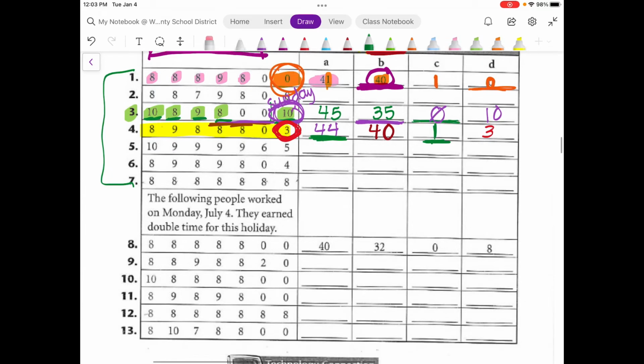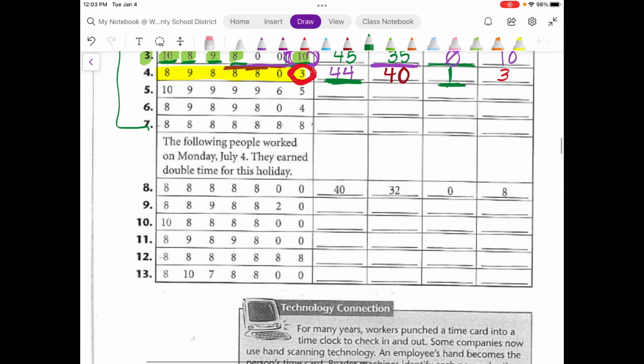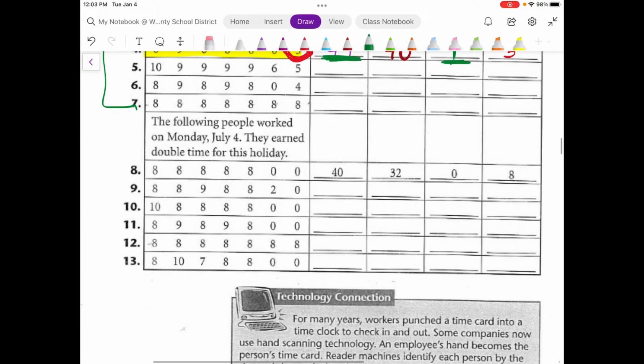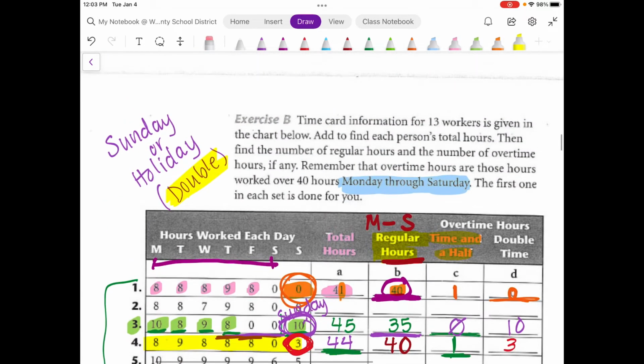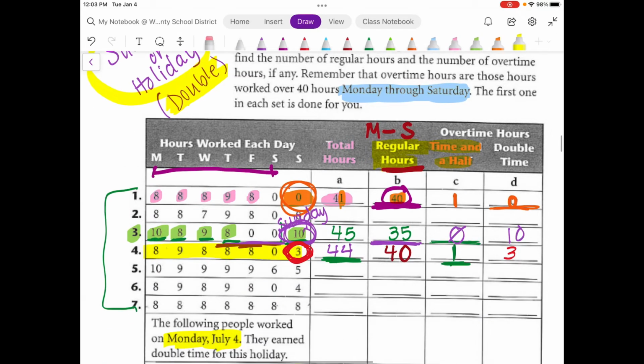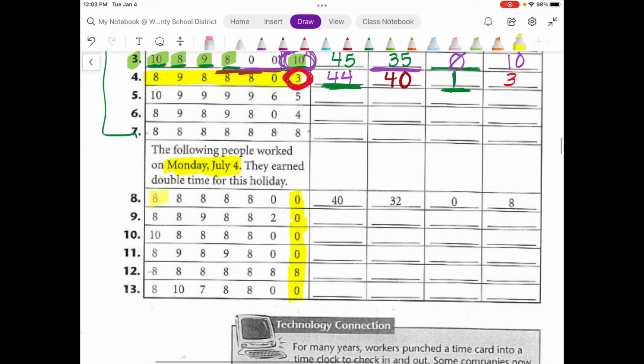I'm going to show you an example here for the bottom half. So in this bottom half, we have one more thing happening. So anytime we have Sunday, this is still Sunday. All of these are going to be double time automatically, but we have one more thing happening in this case. We have the information that Monday is July 4th. So remember I said anytime it's a Sunday or a holiday. So in this case, anything on a Monday is also going to be double time. Okay, so we're going to get a lot of double time here.